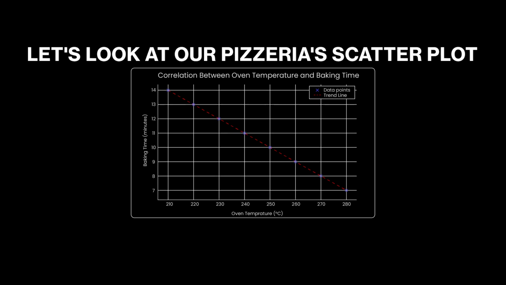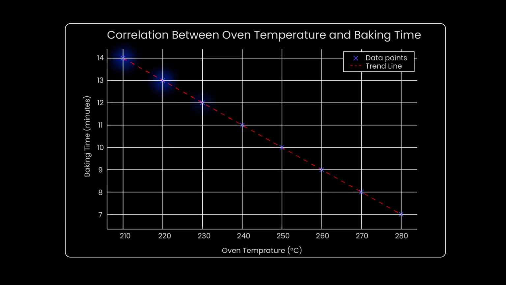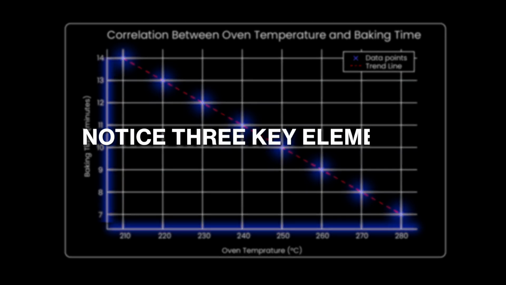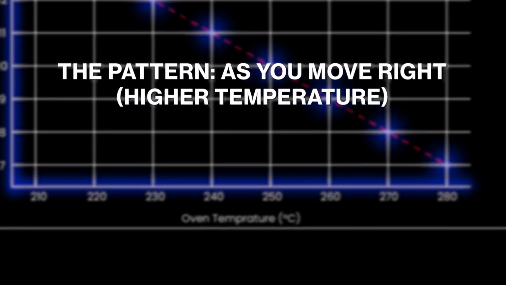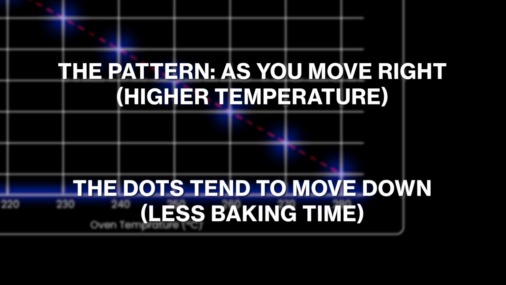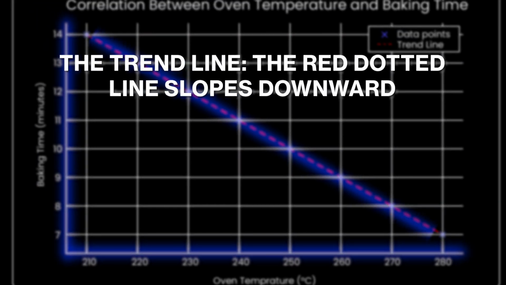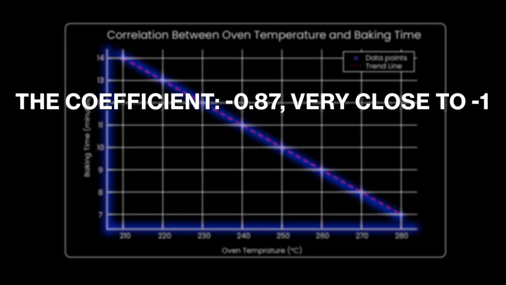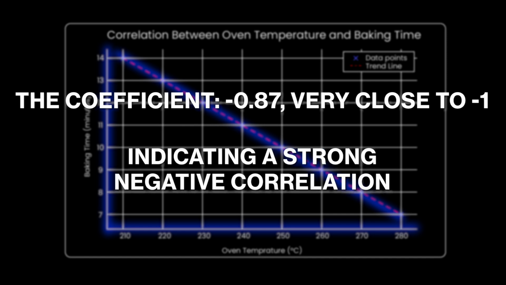Let's look at our pizzeria's scatter plot. Each blue dot represents a pizza baked at a specific temperature, x-axis, and how long it took to reach perfect quality, y-axis. Notice 3 key elements. The pattern. As you move right, higher temperature, the dots tend to move down, less baking time. The trend line, the red dotted line, slopes downward, confirming the negative relationship. The coefficient, -0.87, very close to -1, indicating a strong negative correlation.